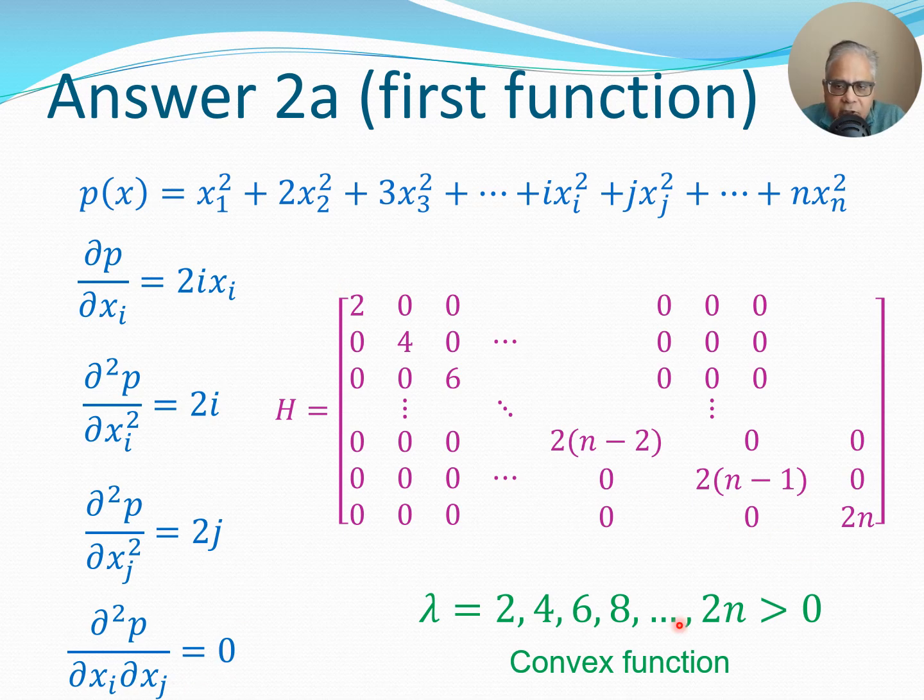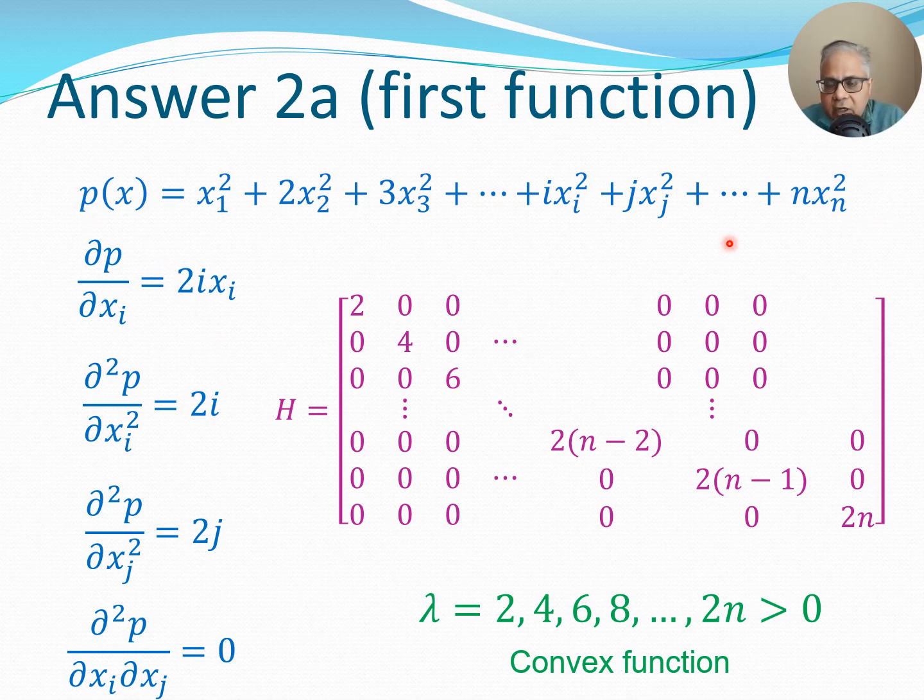So from this particular Hessian matrix, I can immediately realize that the eigenvalues of this matrix are 2, 4, 6, 8 all the way to 2n, and all these are of course greater than 0 because n is greater than 0, and therefore this function p of x is a convex function.